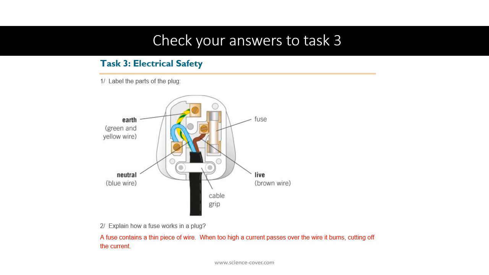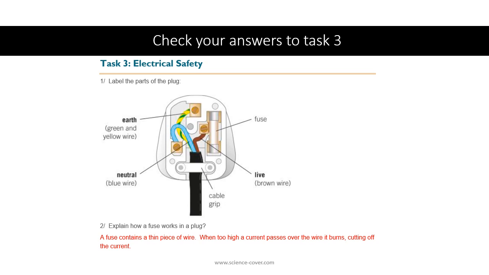Question 1, you have to label the parts of the plug. The missing labels are on the screen now. We have the earth wire, the neutral wire, the cable tie, the live wire, and then the fuse.